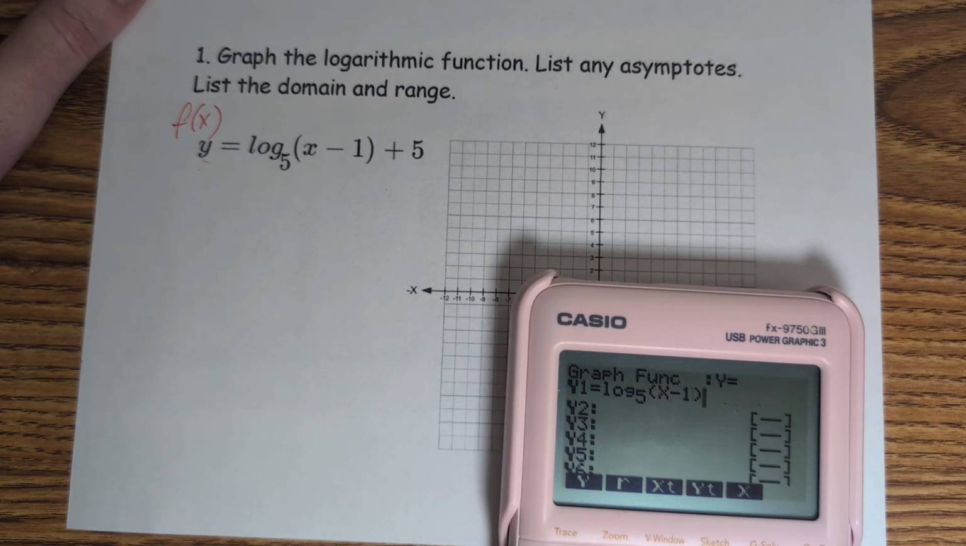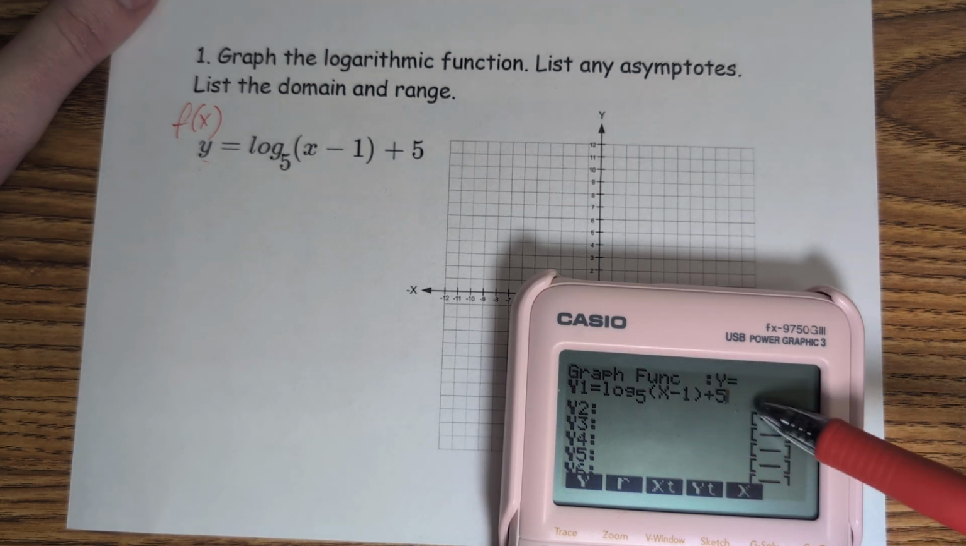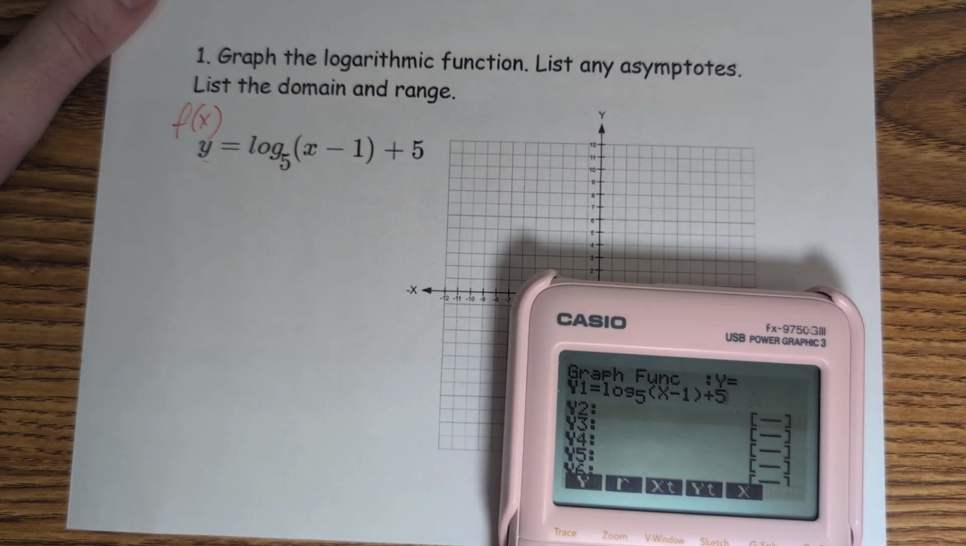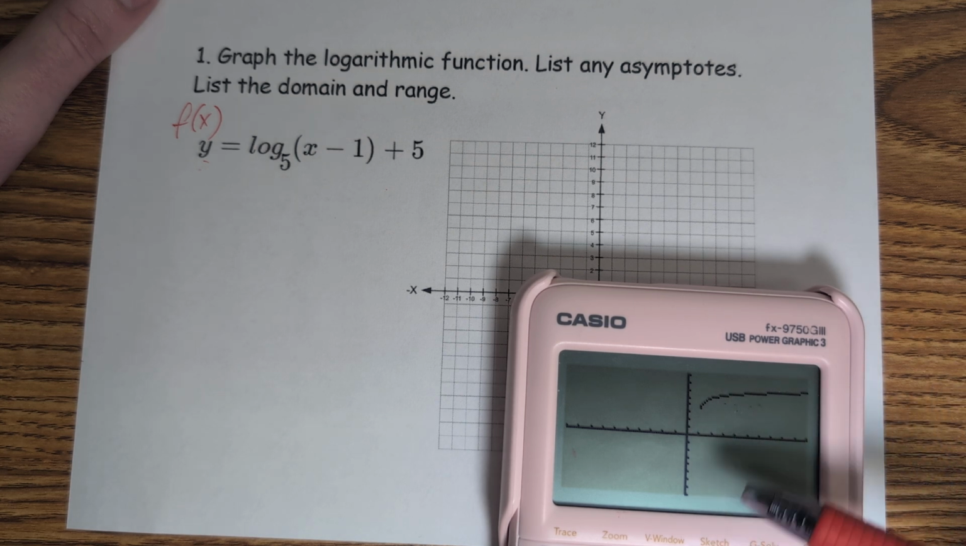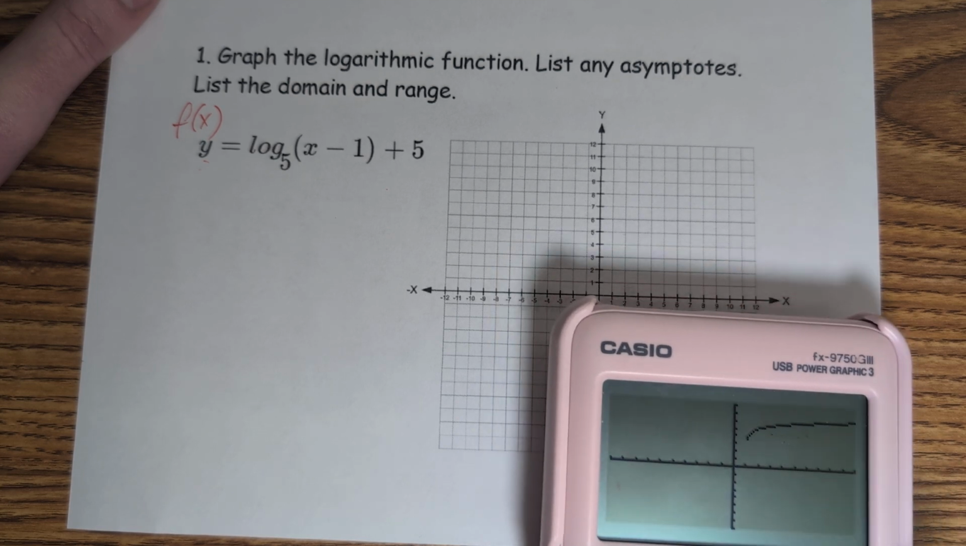And then I can arrow outside of there to put the plus 5. And I've got it all in there. These Casios make it look pretty nice. I'll hit enter and I'll draw it. Okay, see it kind of stops there, but it just goes this way. And that's because we've got asymptotes with these.